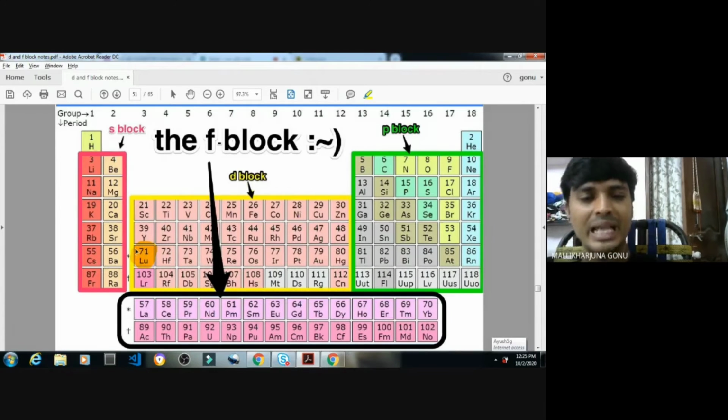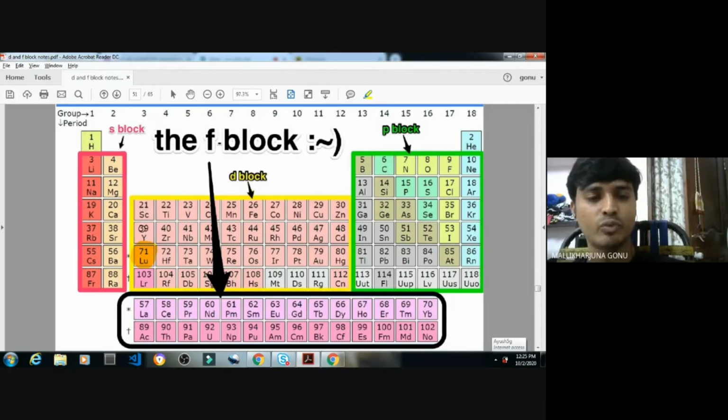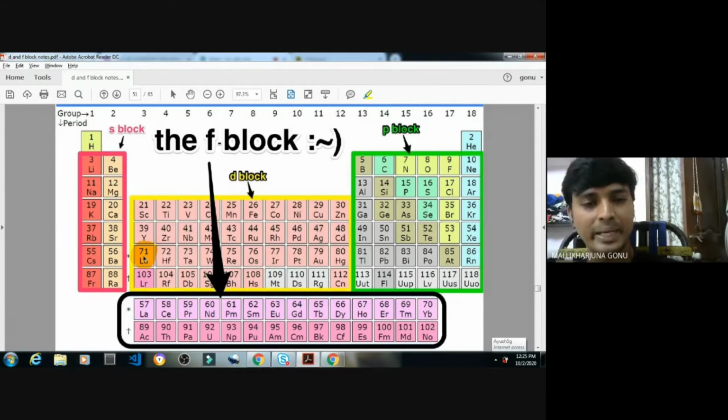Okay, so what is happening here in the 3D series, 4D series? Here F blocks are coming. So due to that reason, what is happening here? The elements zirconium and hafnium will have the same what, Pooja? Both will have the same one thing we have discussed. What is that one? What will it have the same?